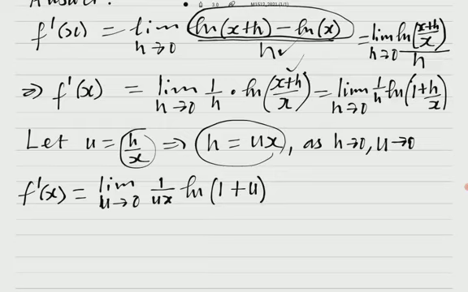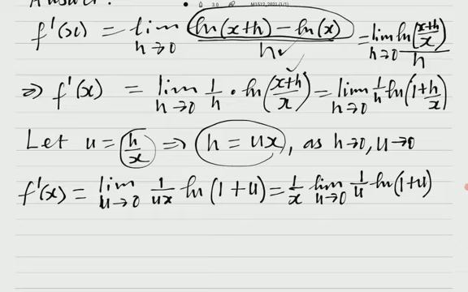We can move a little bit further because you can see we can split this into two fractions here. In fact, we can take out 1 over x completely because it's just a constant. So you have 1 over x completely outside because you're taking your limit with respect to u. You have the limit as u goes to 0 of 1 over u times ln of 1 plus u. This is what we have.